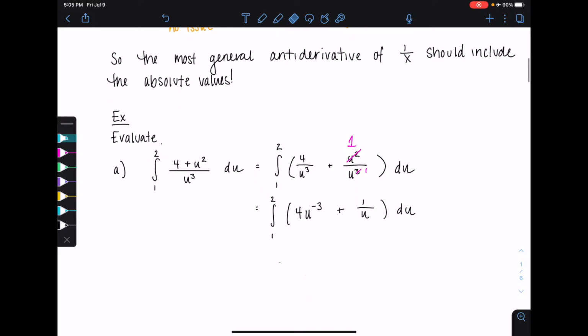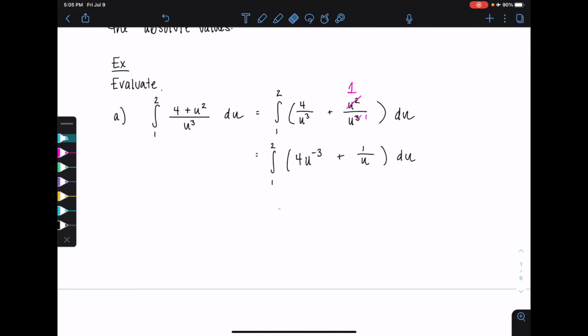Now, each of these we can take the antiderivative of. So we go ahead, keep that 4, bump the power up by 1. So -3 plus 1 gives us -2. Divide by the new power. And then the antiderivative of 1 over u is the natural log of the absolute value of u. And then we're going to evaluate this from 1 to 2. Before I plug it in, I'm going to go ahead and rewrite these pieces because 4 divided by -2 is -2. And then u to the -2, you can bring that in the bottom. And then we'll evaluate this from 1 to 2.